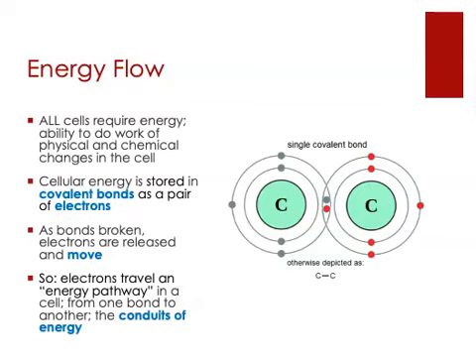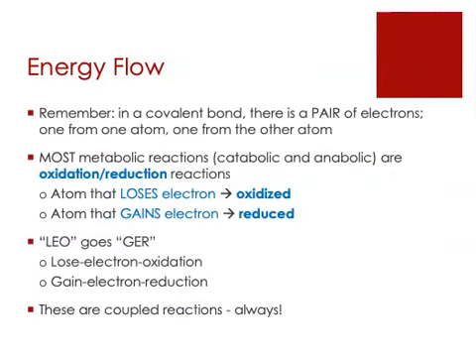Remember, we said electrons are the conduits of energy. Just like a pipeline carries water, the electron carries energy with it. So electrons are traveling, if you will, an energy pathway in the cell from one bond to another bond. They're being released, and then they're being put back into some other molecule, or they're being transformed into a different form of energy. In a covalent bond, there's a pair of electrons, one from one atom and one from another atom.